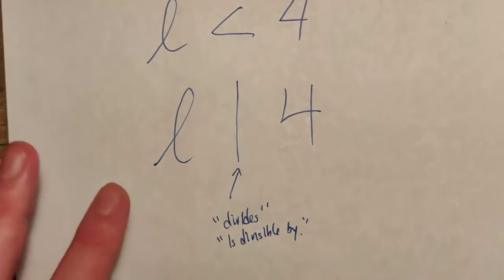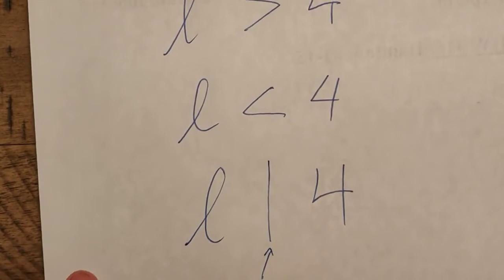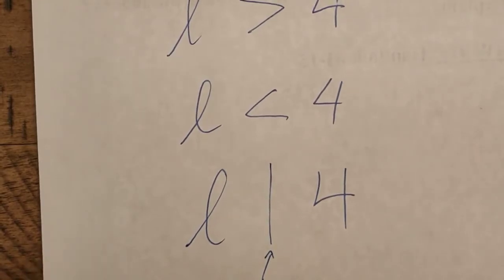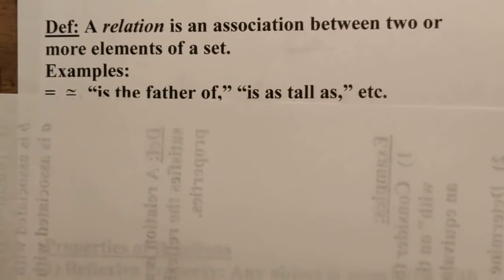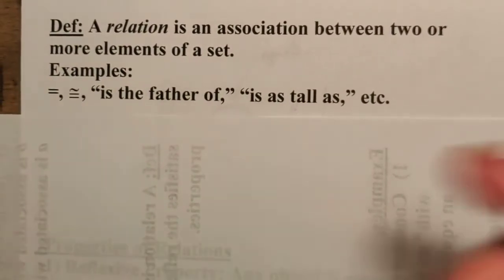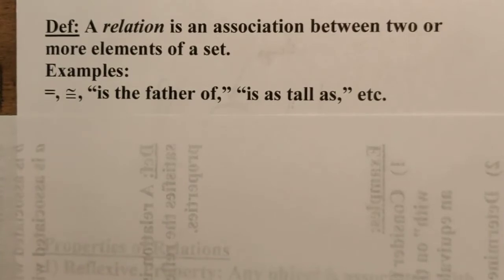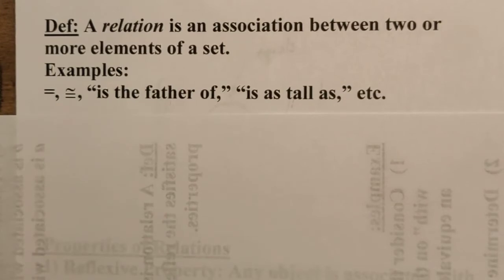So note that in this situation, what all these things have in common is that all of them are taking two objects and joining them together in some fashion. So this is what we're going to refer to as a relation, ladies and gentlemen. So we can define here a relation. As you can see, we're going to define this as an association between two or more elements of a set. So as you saw, equality is an example of one. It relates two numbers together. Here we have congruence. That's also a relation that relates two geometric objects together, two segments, two angles.